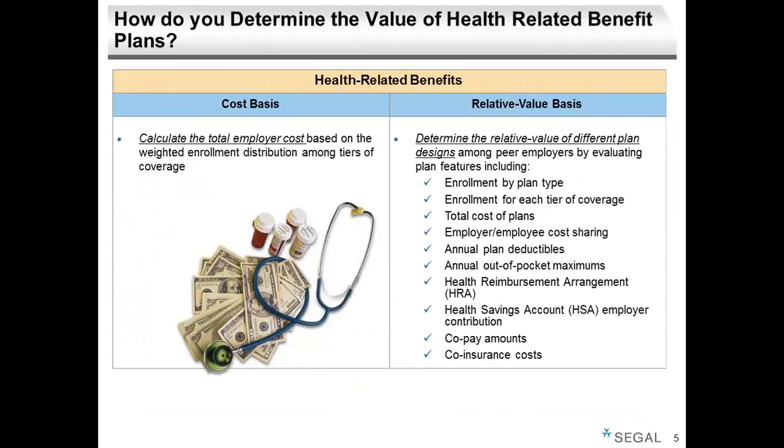But in addition to the total cost of the plans, we're looking at features such as the employer-employee cost sharing, annual plan deductibles, out-of-pocket maximums. If we have a high deductible health plan and there are employer contributions to a health savings account, we're taking that into consideration, as well as co-pays and co-insurance costs.